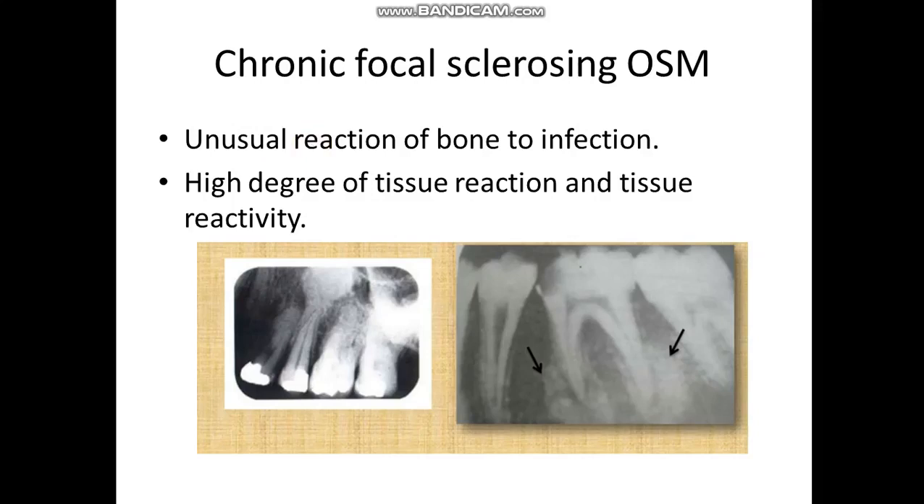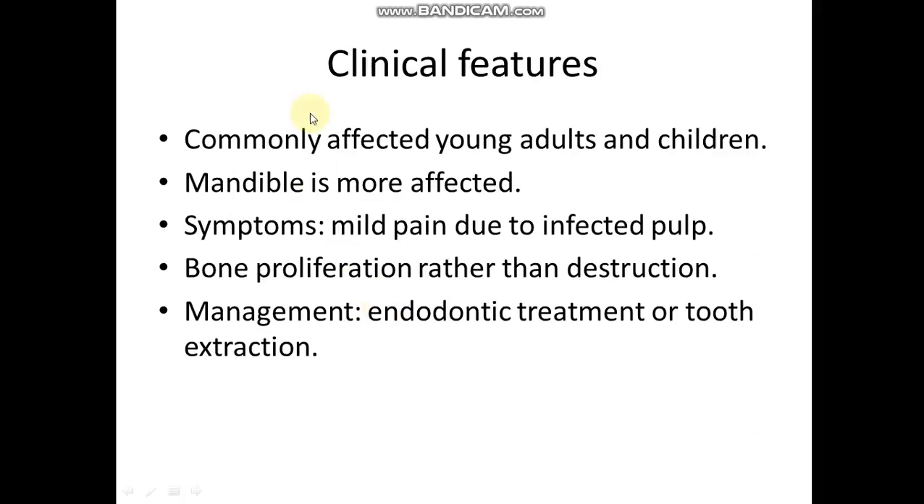Any dental infection could be the cause, could be a carious lesion, could be pulpitis or pulp infection, could be periodontal or could be periapical. But it is of low grade. So there is a high degree of tissue reaction, I mean bone reactivity. So as we can see here, there is radiopacity associated with more bone formation, sclerosing bone. The clinical features: it commonly affects young adults and children. The mandible is more affected than the maxilla.